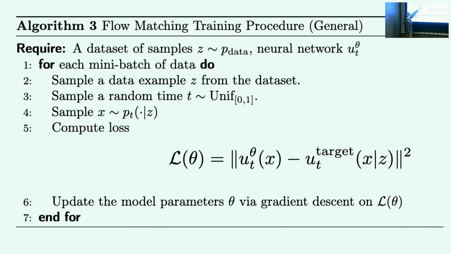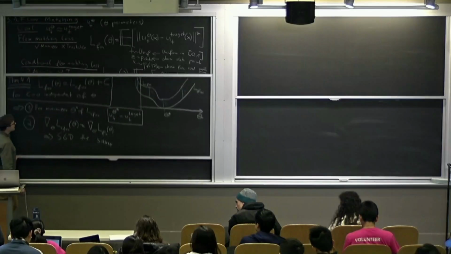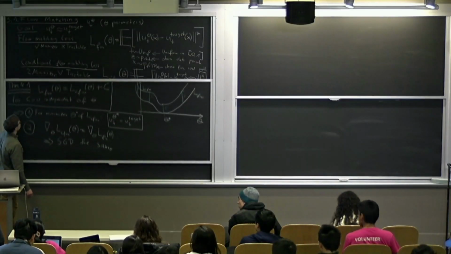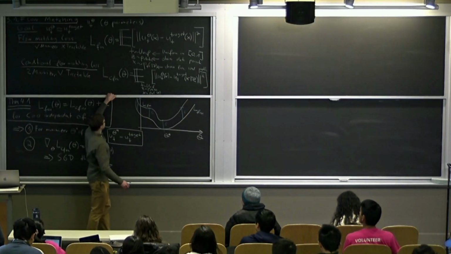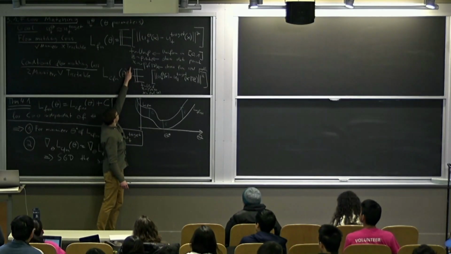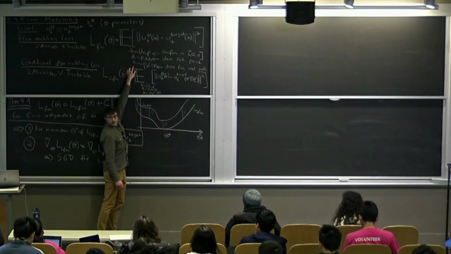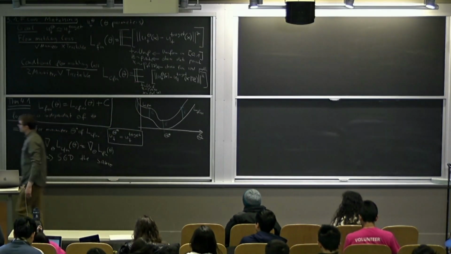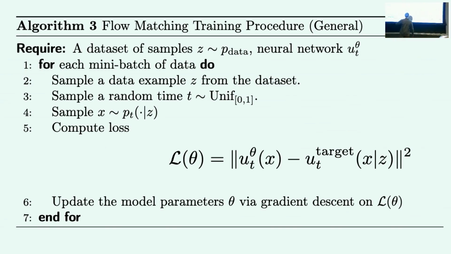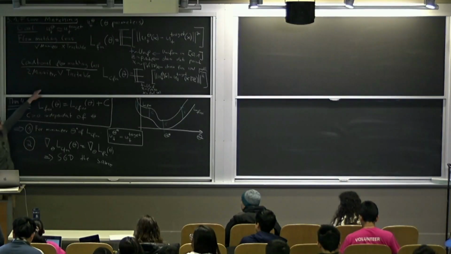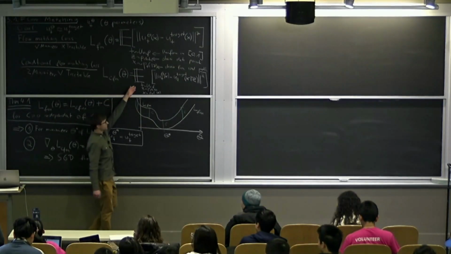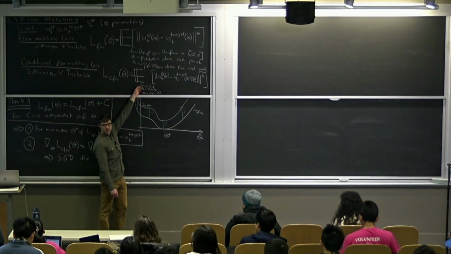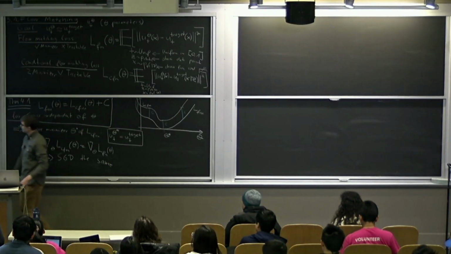You sample x from your conditional probability path. So what I'm describing here in the first step is this step: I'm sampling a random time t, I'm sampling a random data point z, and then an x from my conditional path. Then I evaluate this loss at x against my conditional target, which is the conditional flow matching loss. So I've just replaced this expected value with a sample from these objects, and so it's a Monte Carlo estimate of that.